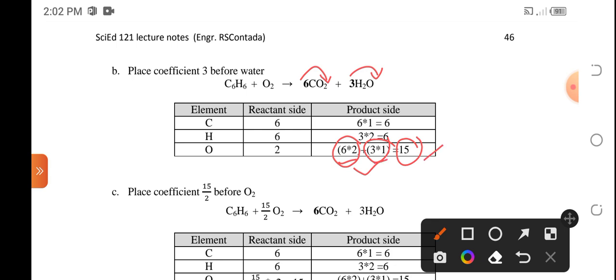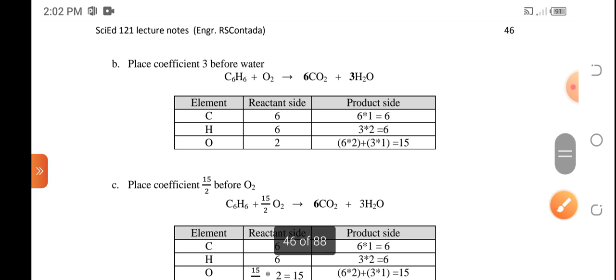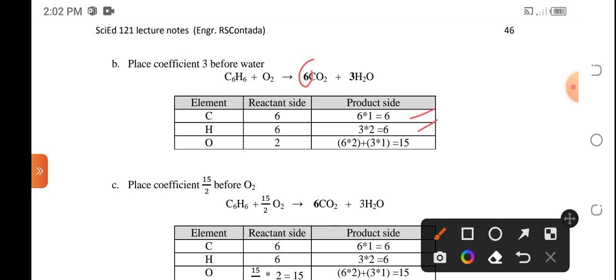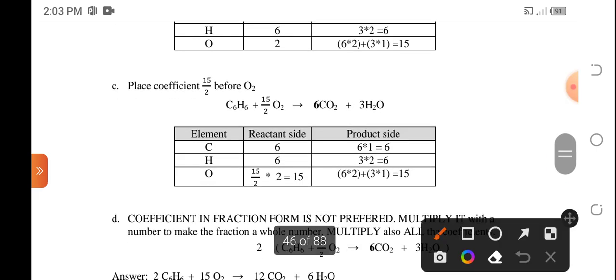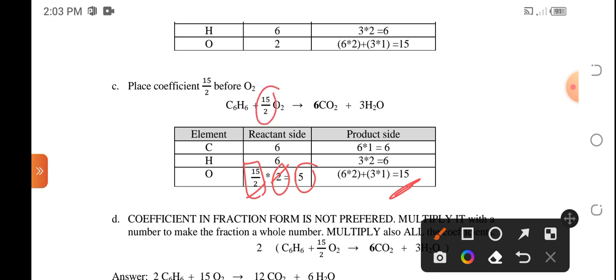So that's 15. Okay, so as you can see, carbon and hydrogen is now balanced with the coefficient of 6 and 3 for carbon dioxide and water respectively. But for oxygen, medyo dumami siya dito, 15. So we have to think of a number that when multiplied to 2, kasi nga 2 originally dito, would become 15. And that would be a fraction of 15 over 2. Okay, so with this 15 half times 2, so 2 will be cancelled, we're going to have 15.